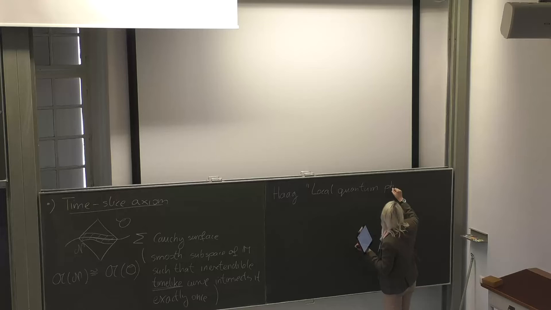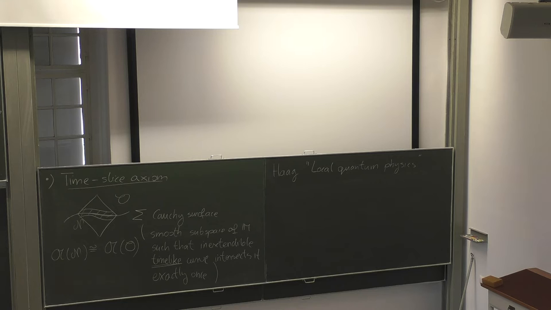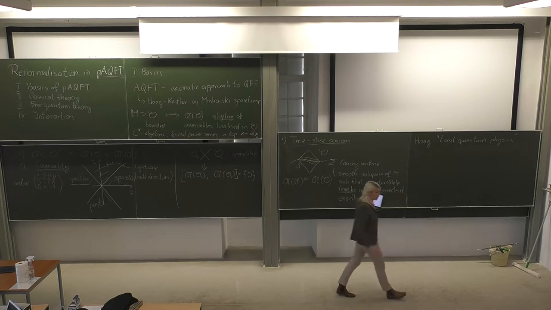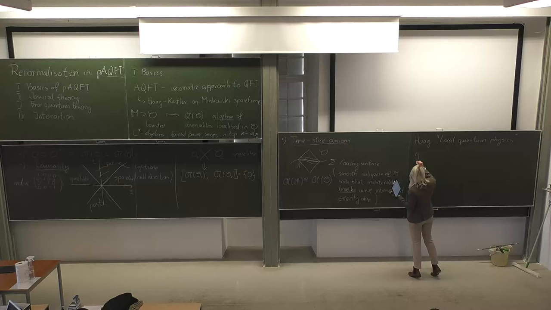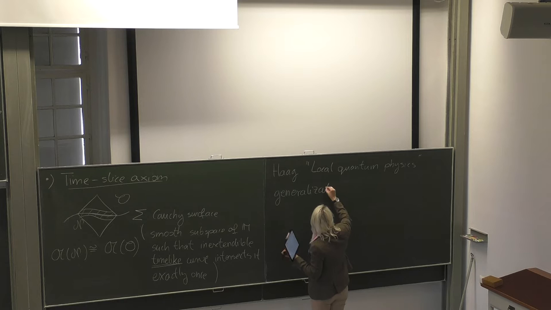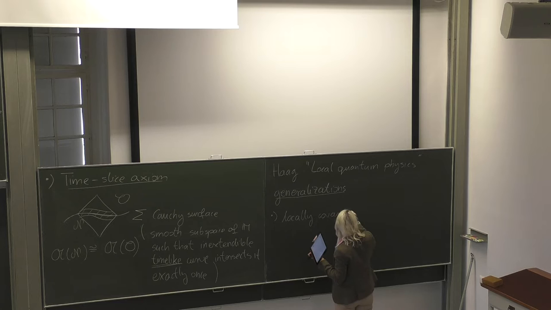But now we want to go to some generalizations of that. And the first thing I want to generalize is the spacetime itself. So here I had Minkowski spacetime. Now what we do nowadays is to construct things like that on more general Lorentzian manifolds. So, generalizations. Here we have, for example, the first step: locally covariant AQFT.